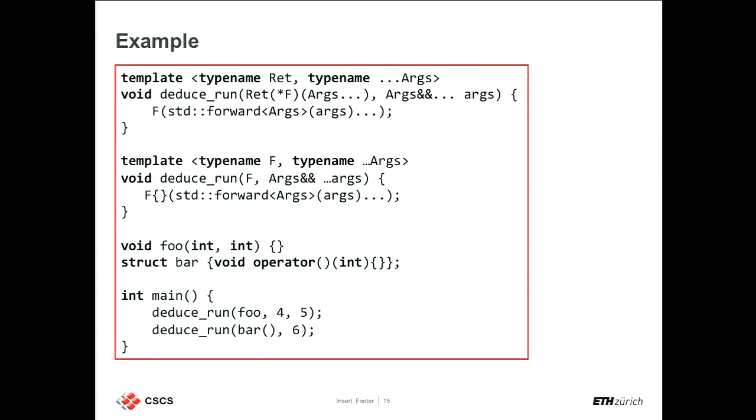And if it is like a function pointer, so I'm expecting something that returns something that takes a certain number of arguments and is a pointer to function like foo. So foo is a pointer to function. And a certain number of arguments, which is in this case 4 and 5. Then I want to call just f without construction. I don't want to construct the object. I just want to call the function with those arguments.